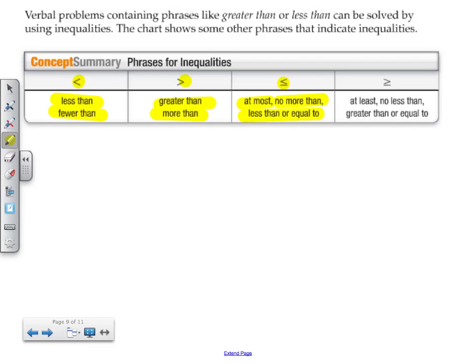If it's no more than a number, it could be that number, but it couldn't be more than that number, so it has to be less than or equal to that number. So no more than is this symbol right here. And here we go with greater than or equal to: at least, no less than, or greater than or equal to. So look for those key phrases in your word problems.